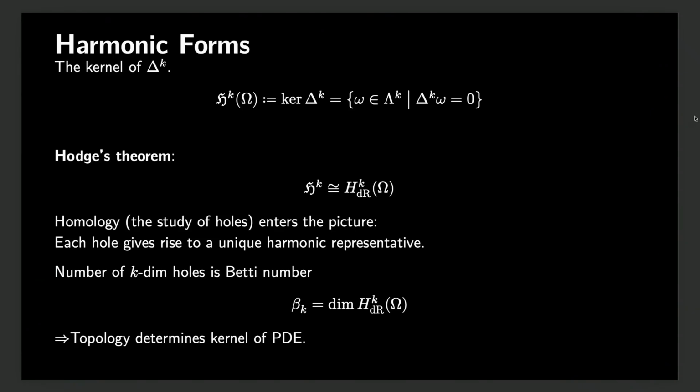Homology is the study of holes of some topological space, and we get one harmonic form for each hole of the space: a harmonic k-form for a k-dimensional hole. And we need to care about topology because the topology determines the kernel of our PDE operator.